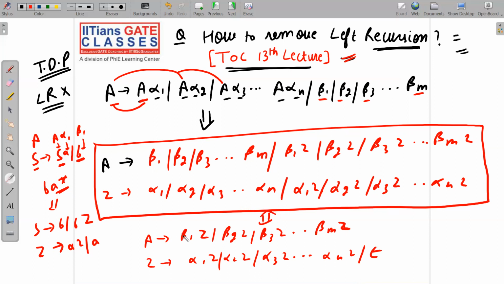How will we say? We will say A implies beta 1 Z. Now Z can go to null, so beta 1 we are getting. Similarly, beta 2 Z, Z can go to null, so beta 2 we are getting, and so on. So if we see carefully, from this grammar, if we remove the null production, that is Z implies null, we will get this grammar. So both are equivalent. If you are not able to follow how to remove the null productions, you have to watch my TOC lectures. In those lectures, I have explained them clearly. Okay, please note it down and I will jump to the next slide.